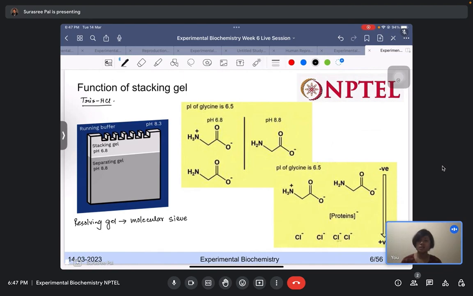So it helps in resolving the protein sample. If suppose there are 3-4 proteins together in one sample, and they have all different molecular weights, then they will be separated on the resolving gel according to their molecular weight. But what is the function of this stacking gel then? By the name stacking, you may have an idea that it actually stacks the protein samples.